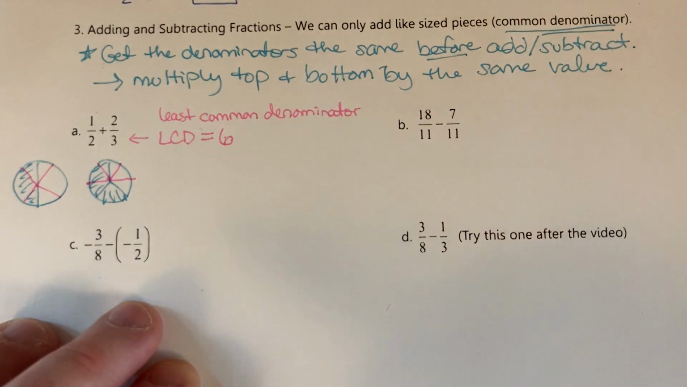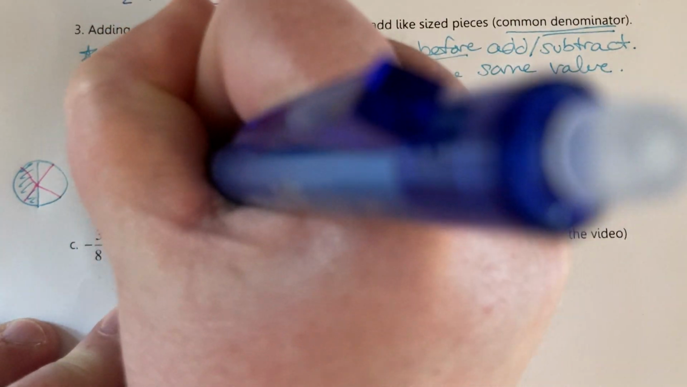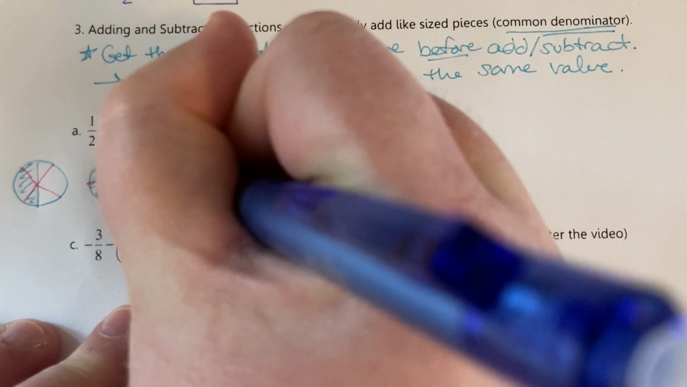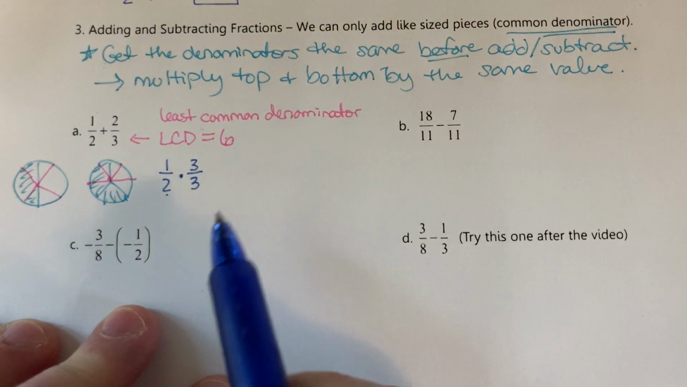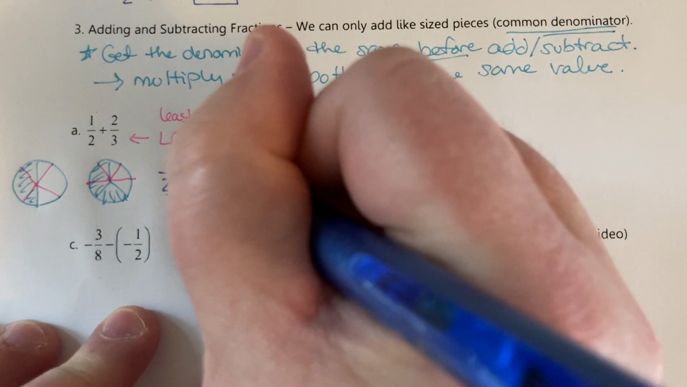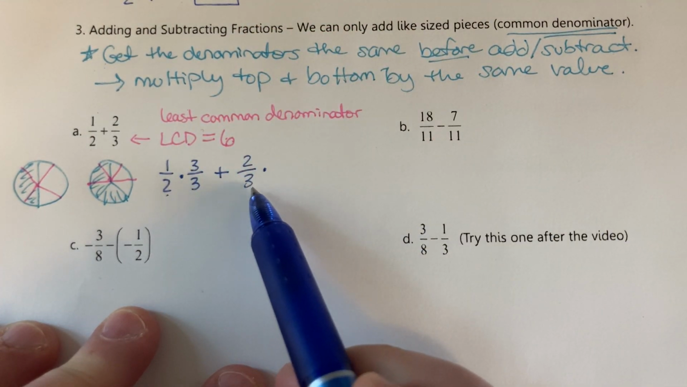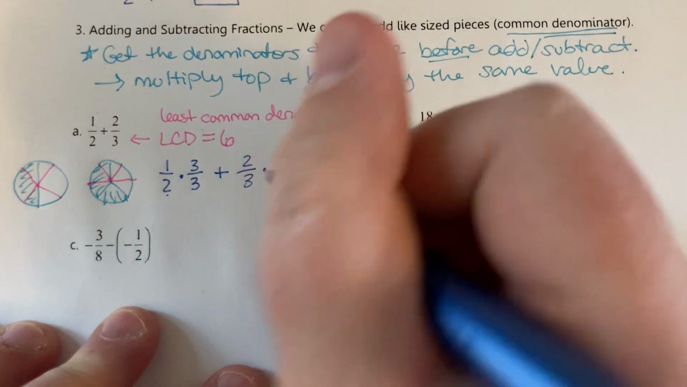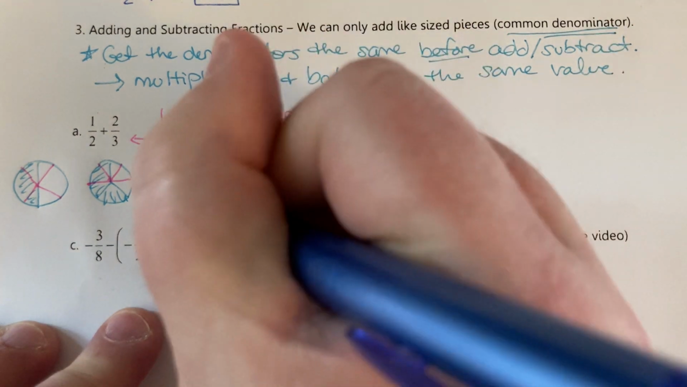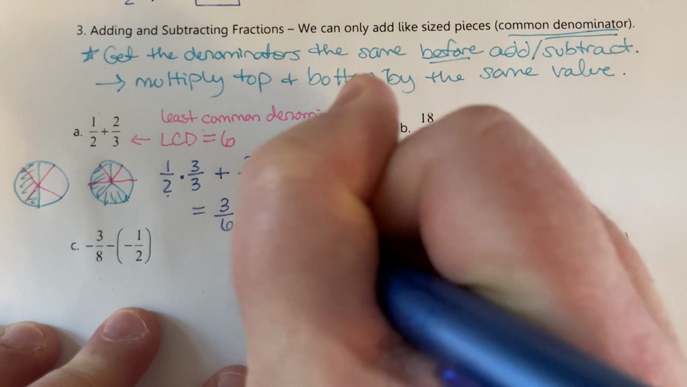Let's actually do it with the algebra instead of with the pizzas. So I'm gonna take the first fraction, 1/2, and I know I'm trying to get to 6. So I'm gonna multiply the 2 by 3. And whatever I multiply the bottom by, I also have to multiply the top. And then we do the same thing, 2/3. I'm trying to get the bottom to be a 6. So I have to multiply the bottom by 2, so then I also multiply the top by 2. So what I get then is 3/6 plus 4/6.